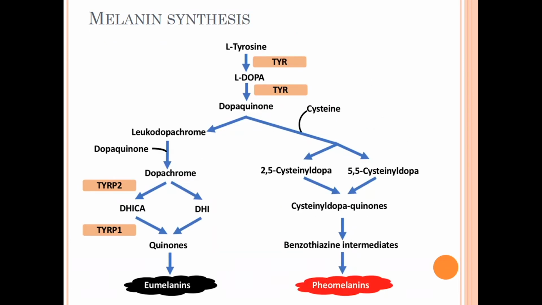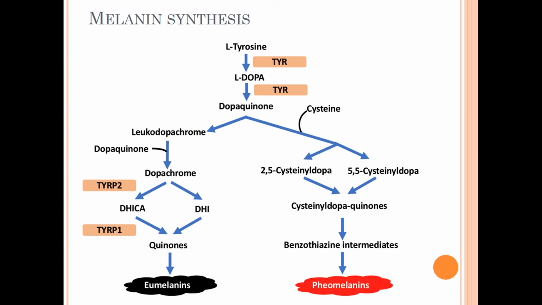And then once the mature melanocytes are formed, the melanin synthesis occurs inside the specialized structures called melanosomes. So the melanin synthesis is a tightly regulated process.